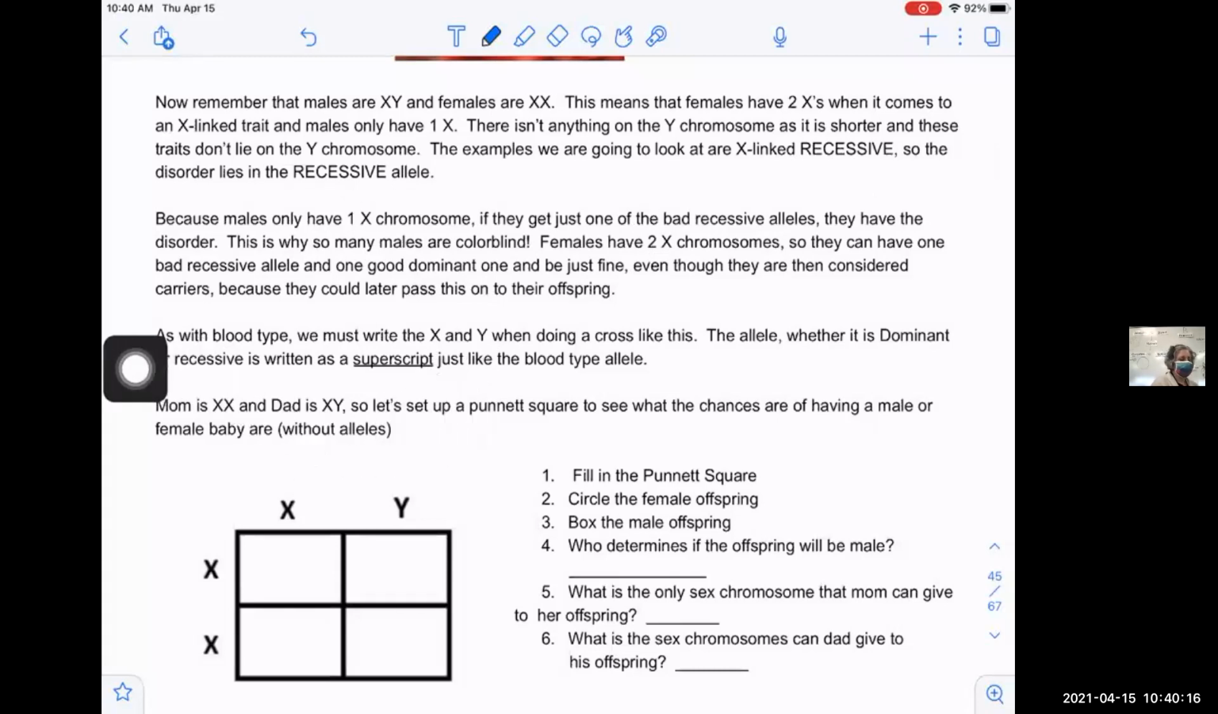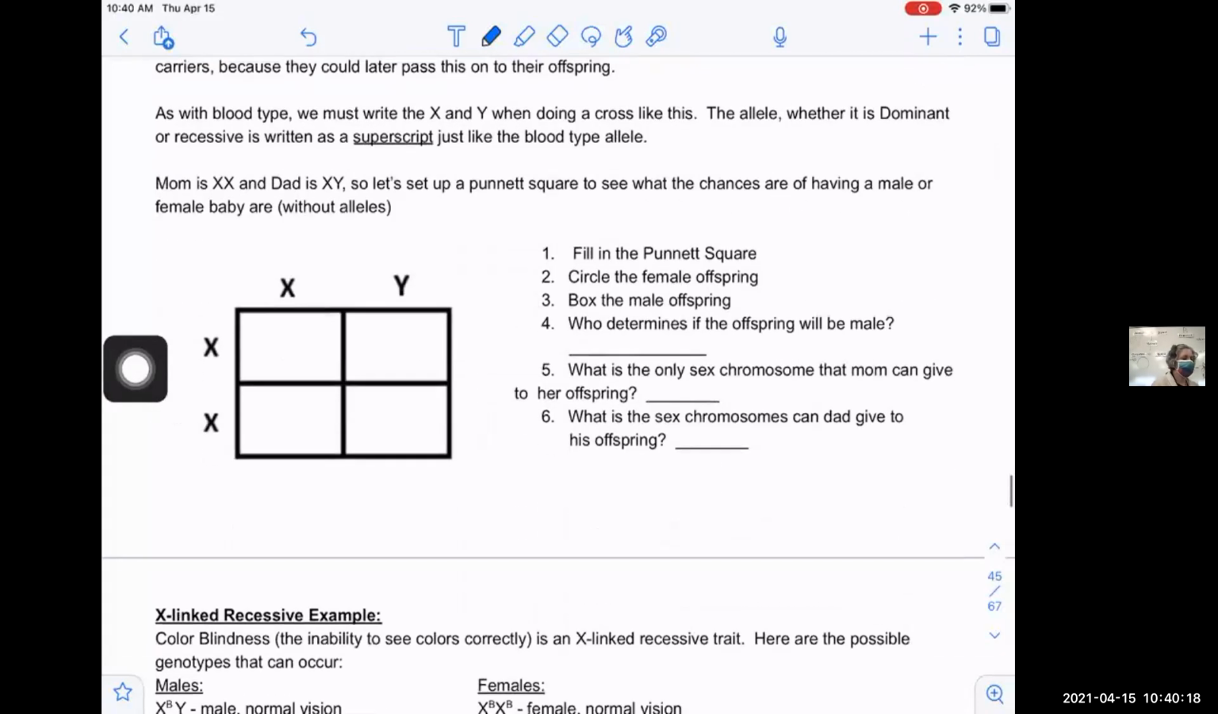All right, so let's first fill in a Punnett square without any alleles and remind ourselves how it is that you have a male or a female baby. So I've got dad up here. He's going to give either X or Y. And I have mom over here on the side. So just fill in the Punnett square with their letters to see how you get a male and a female baby.